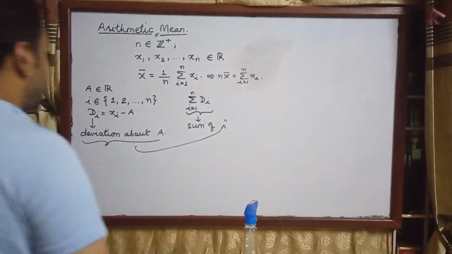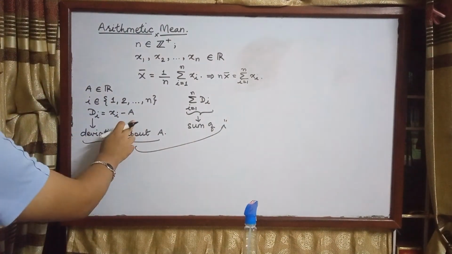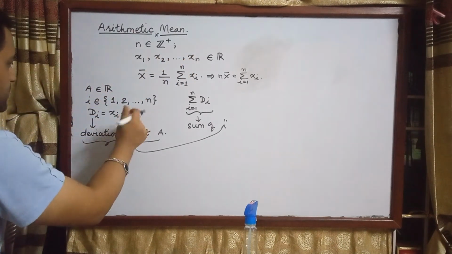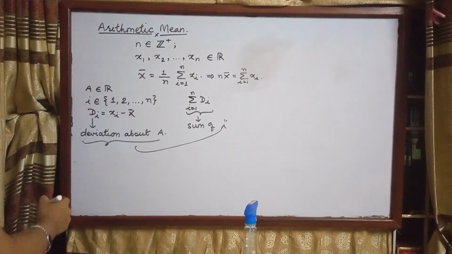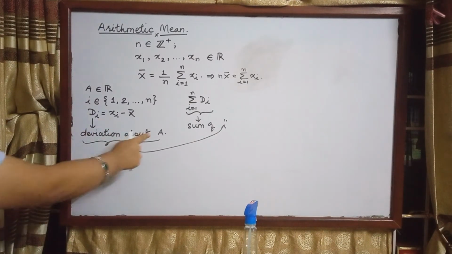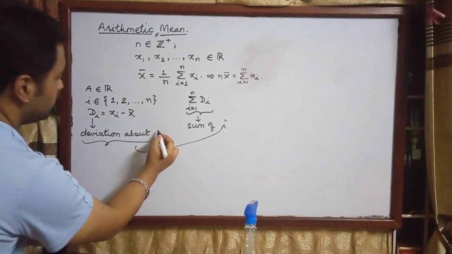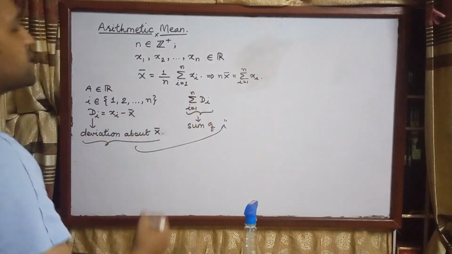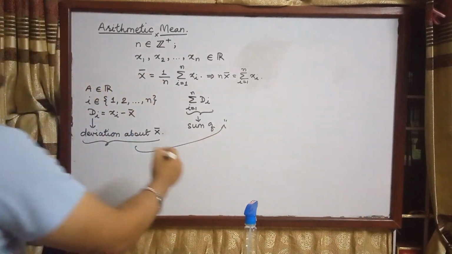Alright. And if a is actually equal to the mean of these observations, then di is said to be deviation about the mean. Okay, deviation about the mean, and this is said to be the sum of deviations about the mean.